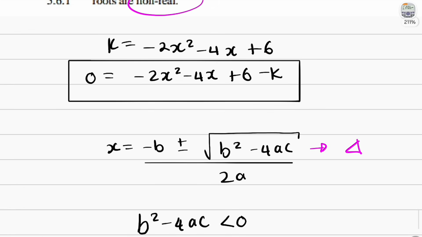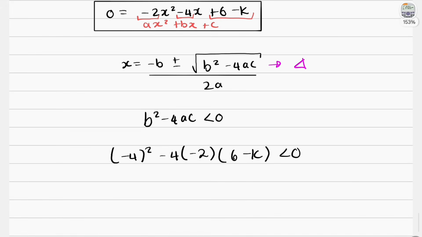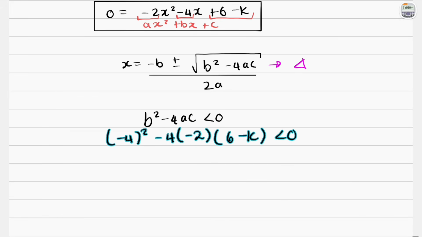Okay, so it is in the form of the standard form of a quadratic equation, which is ax squared plus bx plus c equals 0. So you can see the value of a is negative 2, b is negative 4, and c is 6 minus k. Okay, so let's substitute. B squared, that is negative 4 all squared, minus 4 times a, which is negative 2, and then times c, which is 6 minus k, and this is less than 0. And all we have to do is solve for this inequality.